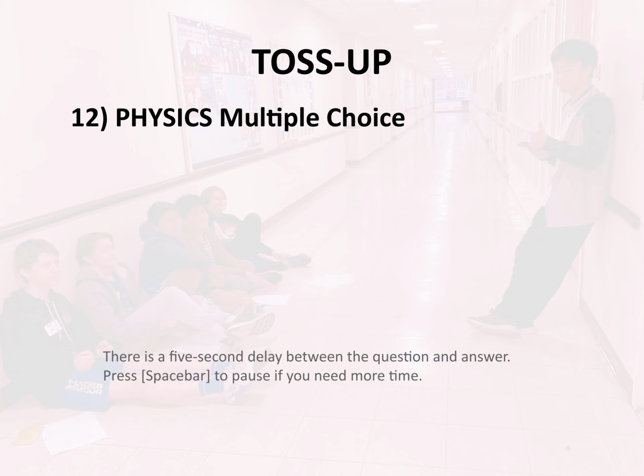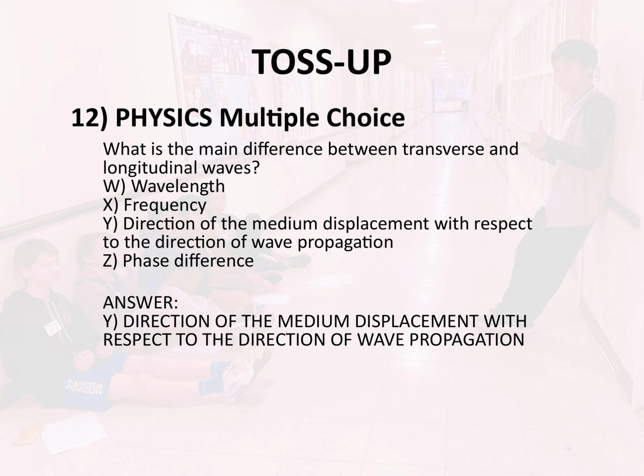Toss-up 12. Physics. Multiple choice. What is the main difference between transverse and longitudinal waves? W. Wavelength. X. Frequency. Y. Direction of the medium displacement with respect to the direction of wave propagation. Z. Phase difference. Answer: Y. Direction of the medium displacement with respect to the direction of wave propagation.